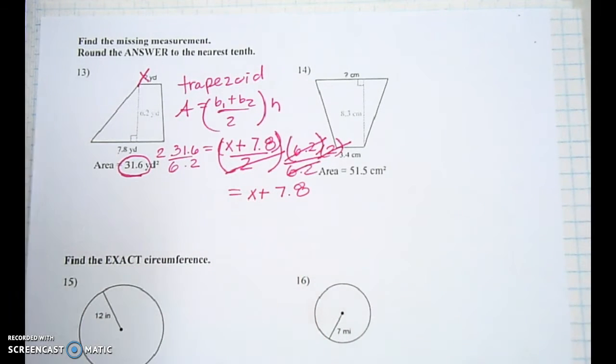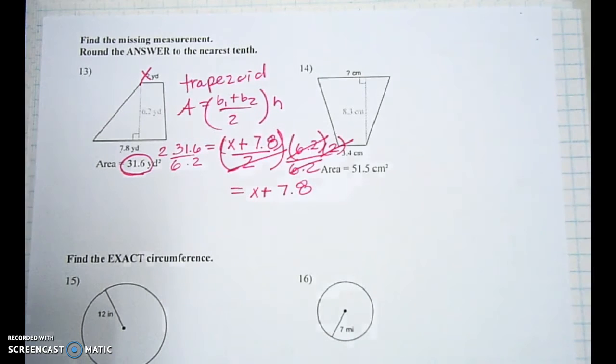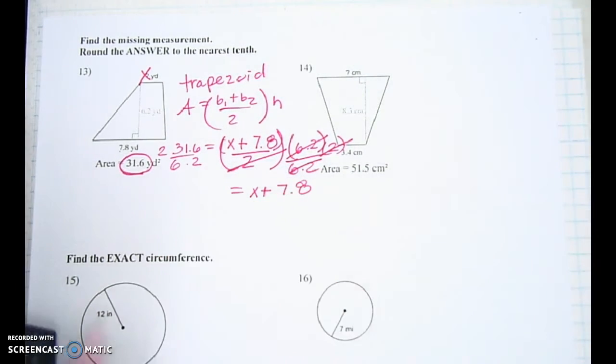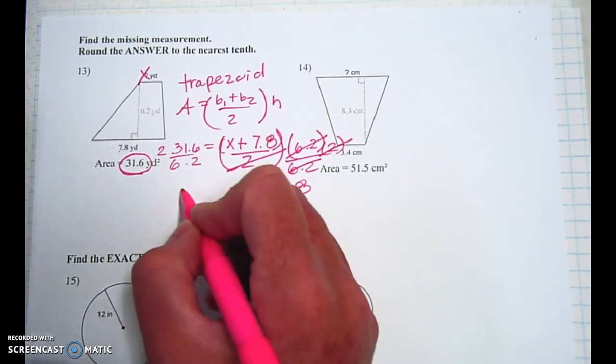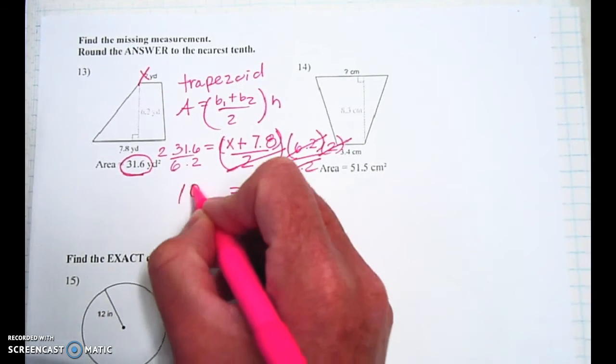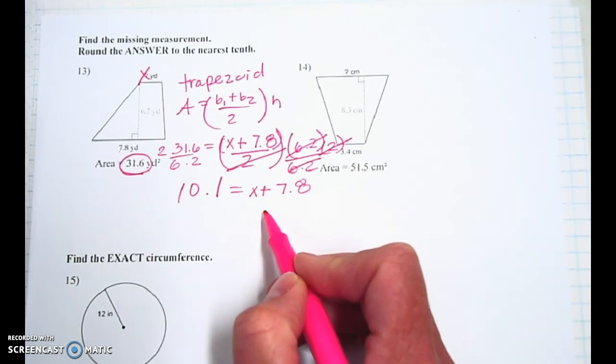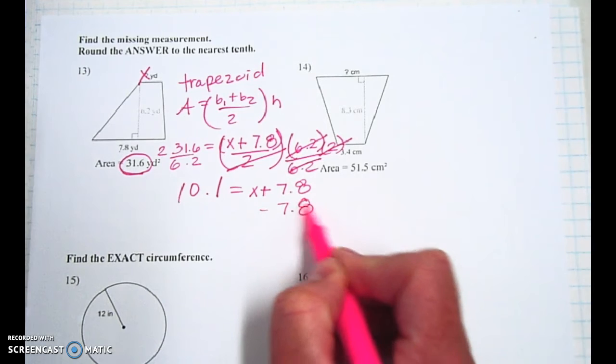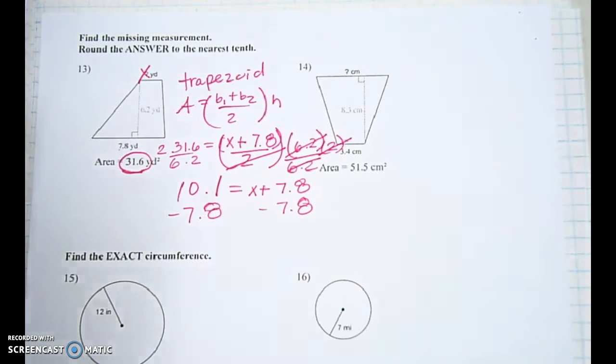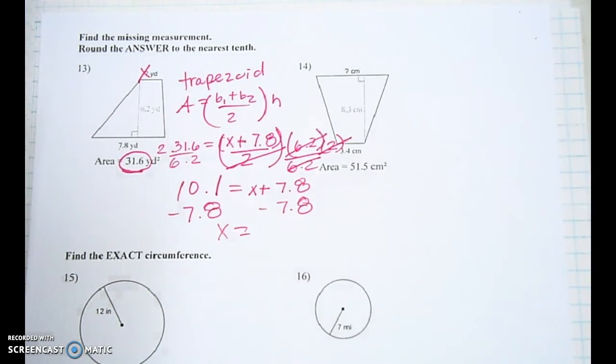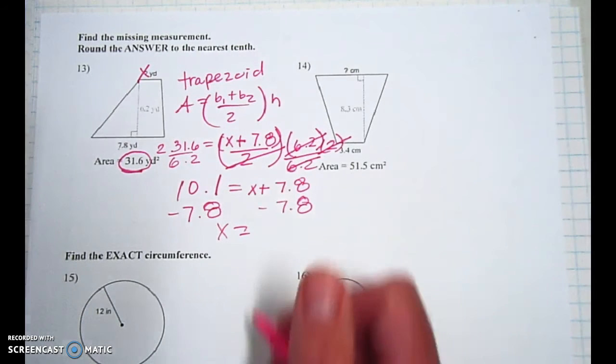And then on the left here, what do we got? Let me calculate that out. 2 times 31.6 divided by 6.2. I got 10.1. And then the last step, I'm simply going to subtract the 7.8 from both sides. And so x should be equal to 2.4.